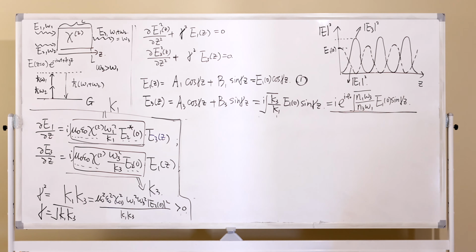Omega 3 minus omega 1. Okay, some frequency, difference frequency generation. And the physics process on the photon level, of course you have omega 3 larger than omega 1.